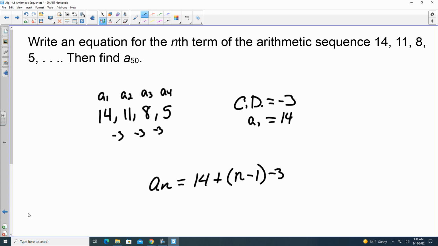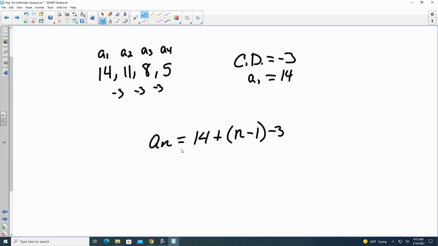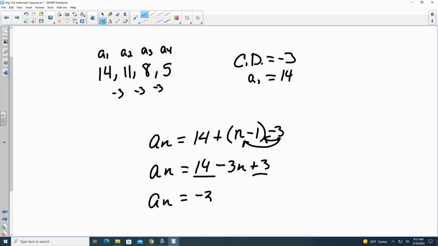So now to write this out, I'm just going to distribute the negative 3. My equation is going to be a sub n is equal to 14 minus 3n plus 3. And then I combine my like terms here. So a sub n is going to be equal to negative 3n plus 17. So that is our equation for the nth term.